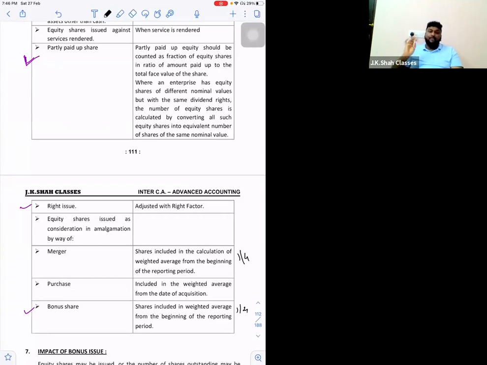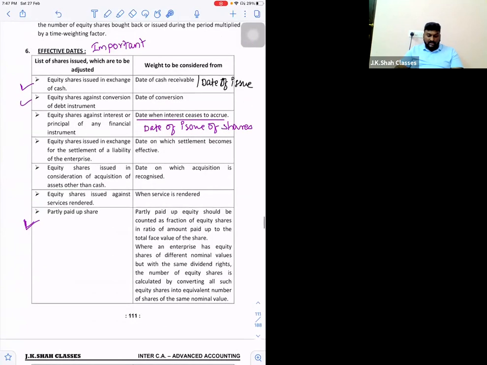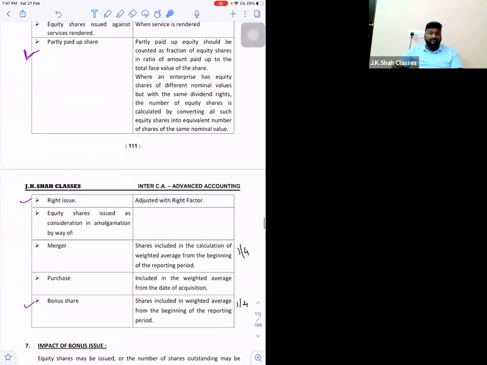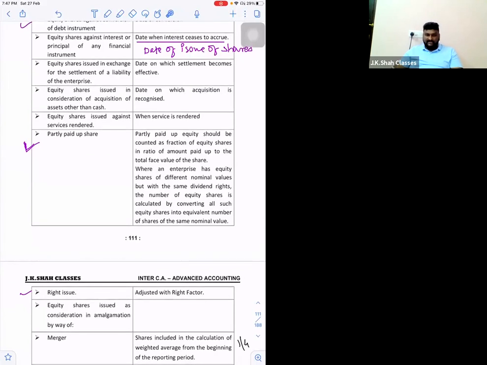Now, from the exam point of view, in a practical question, bonus comes, right issue comes, partly paid up shares point comes, settlement, that is conversion of debt into equity comes, and equity shares issued for cash. Only these 5 points can be asked in a practical question where you have to solve and calculate the weights. Rest all whatever we have learned only comes as a theoretical point. Because in the rest, practical questions don't arise. They ask it only for theoretical points.